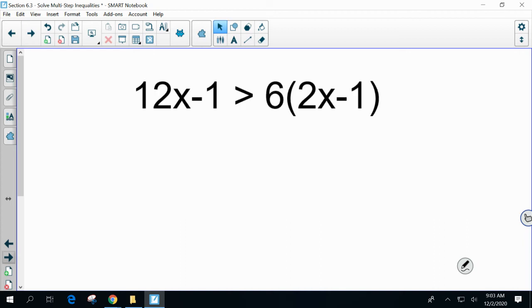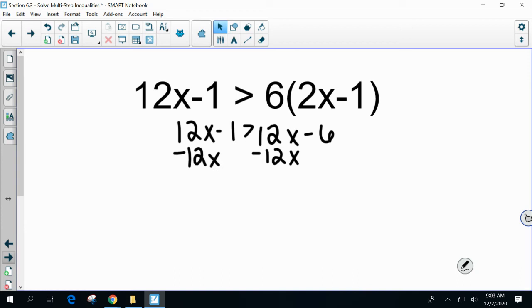Okay, so on the next one, first step again is to distribute. So 12x minus 1 is greater than 12x minus 6. And then if you subtract your 12x, you're going to end up zeroing them out. So you're going to get negative 1 is greater than negative 6. And is that true? Yes, so this one is all real numbers.